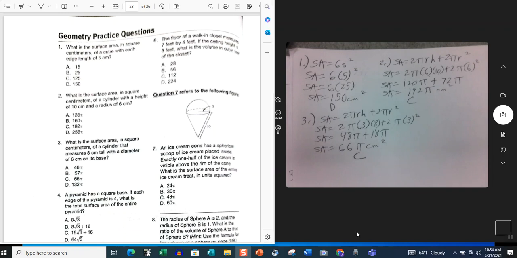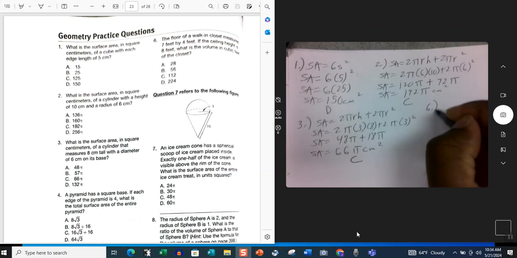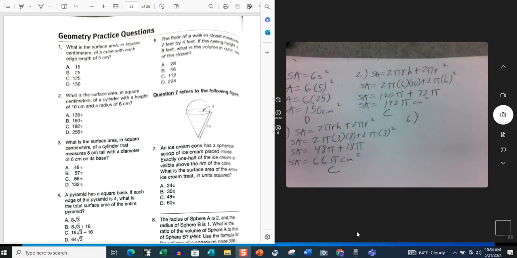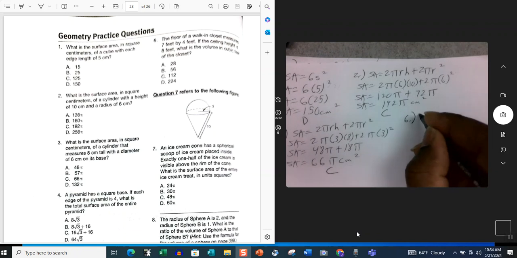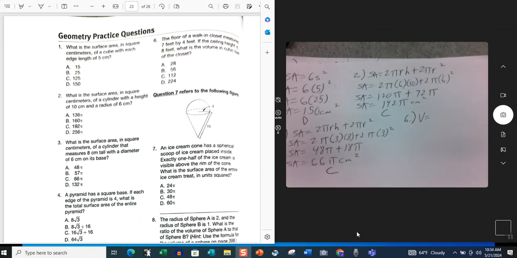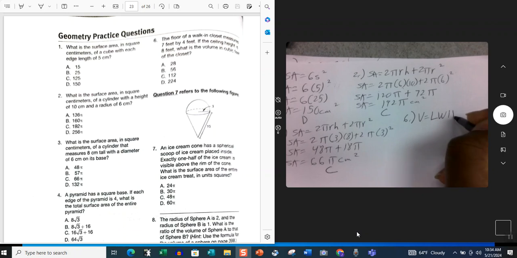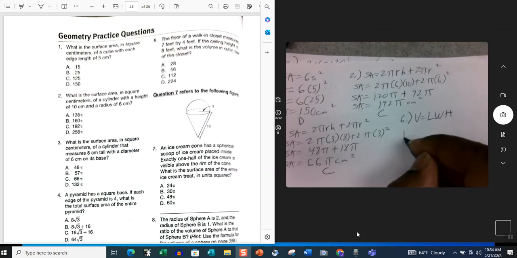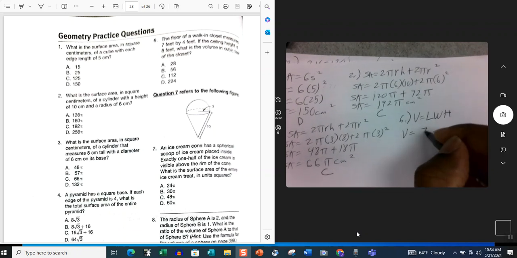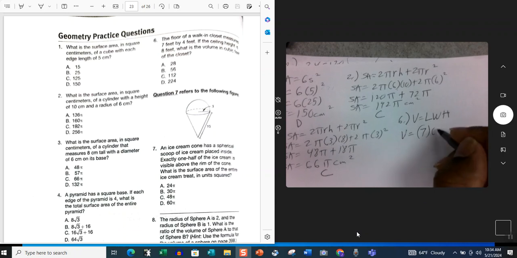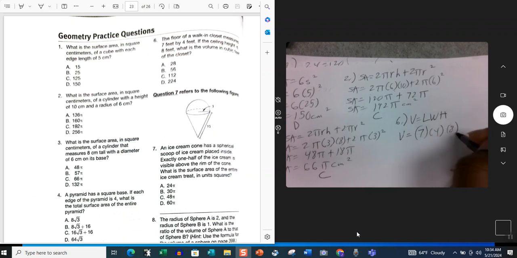Now, we will jump to problem number 6. With problem number 6, they said the floor of a walk-in closet measures 7 feet by 4 feet. If the ceiling height is 8 feet, what is the volume in cubic feet of the closet? Now, we know a closet is in the shape of a rectangular prism. So that'll be length times width times height. So the volume is equal to the length is 7, the width is 4, and the height is 8.